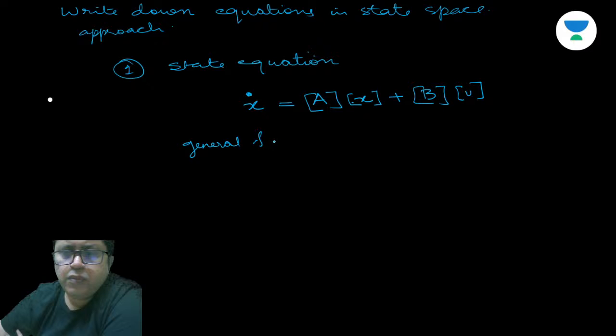General form. The general form is x dot is equal to Ax plus Bu.